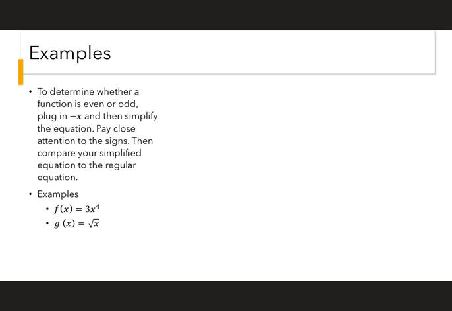All right, so how do we figure out what it is? How do we figure out whether it's one or the other? We use algebra. So let's take f of x equals 3x to the 4th. Now, what we do every time is we start by plugging in negative x. So we're going to substitute in f of negative x. So I have 3 times negative x to the 4th.